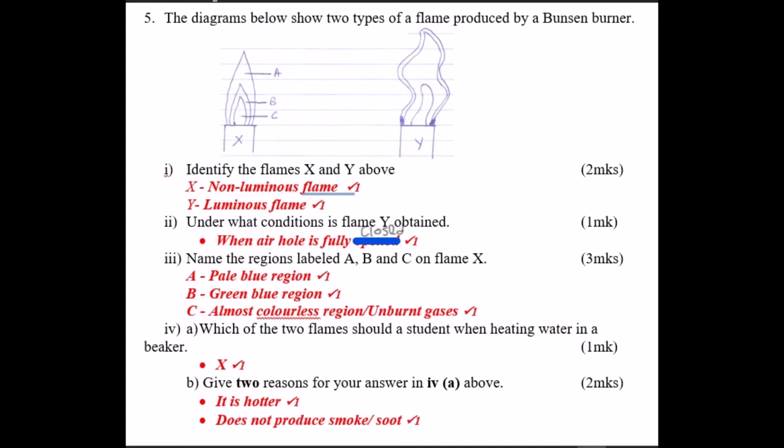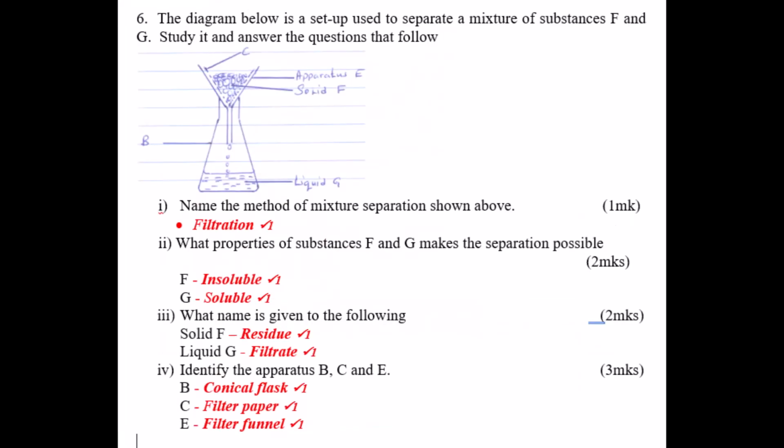Okay, with the Roman 4, the flame that you can use for heating is flame X. Otherwise, having identified it in Roman 1, you can state the non-luminous flame. Then give 2 reasons for this. The non-luminous flame is hotter. Remember, the gas is burnt completely, so the amount of heat produced is higher, and it does not produce soot, of course, because the gas is burnt completely.